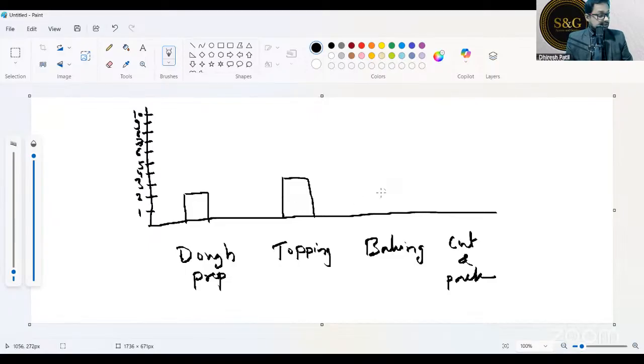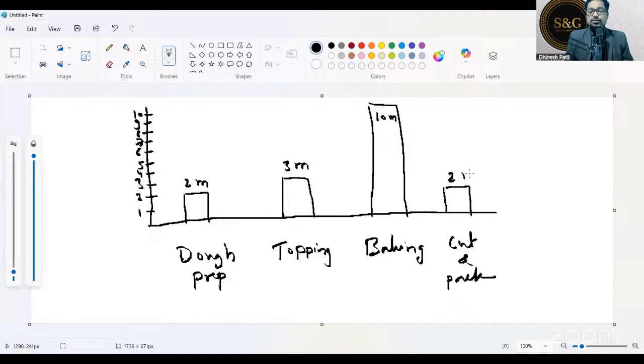Baking would take 10 minutes, so it is the highest cycle time process. And cutting and packing would take 2 minutes again. So these are all cycle times. Let me write them down here: 2 minutes, this is 3 minutes, this is 10 minutes, and this is 2 minutes.